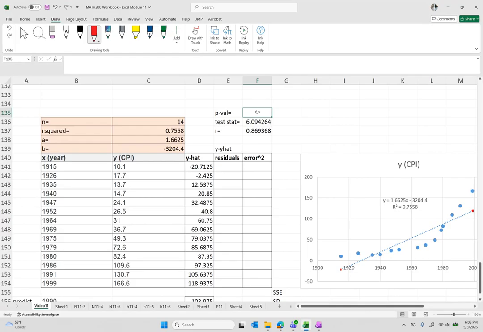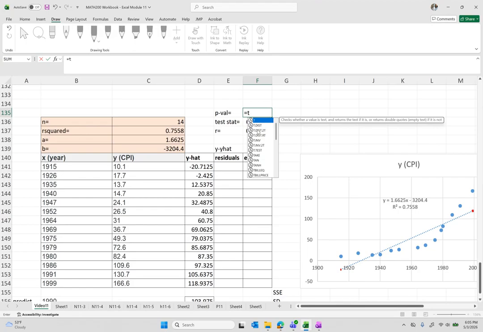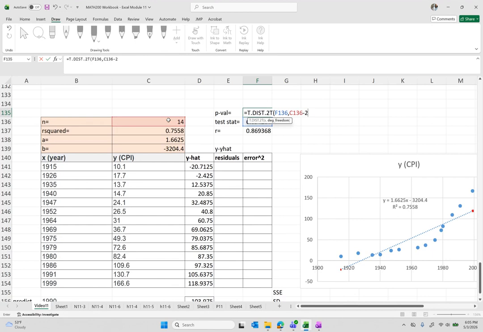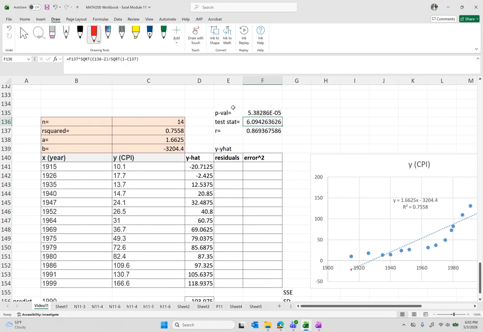I will do that using the t distribution. I want a two-tail, so T.DIST.2T. The x is located here. That was my test statistic. And the degrees of freedom are n minus 2. So this is some value located in the 5th decimal place after the decimal point.